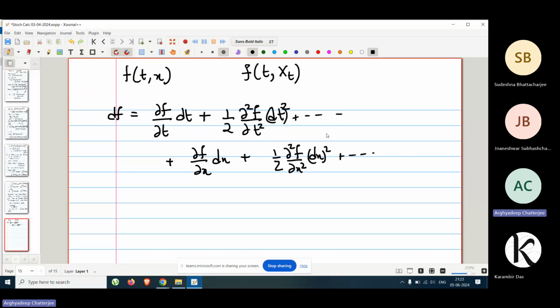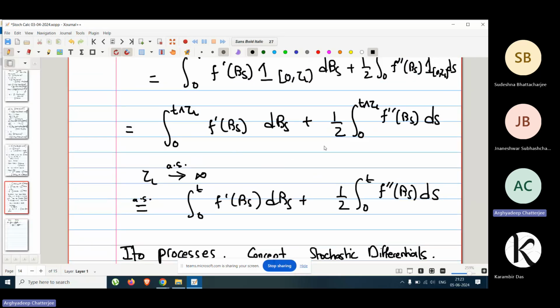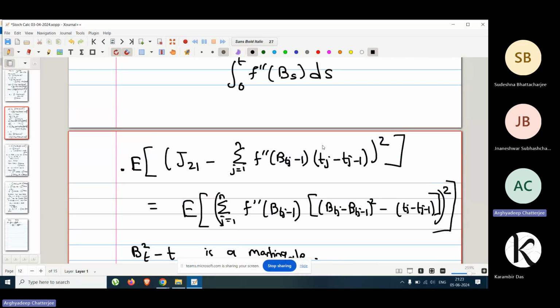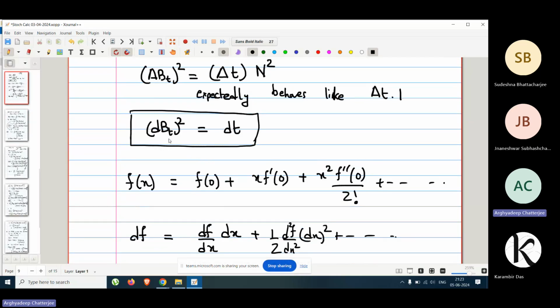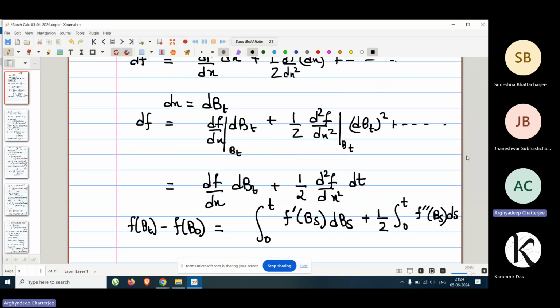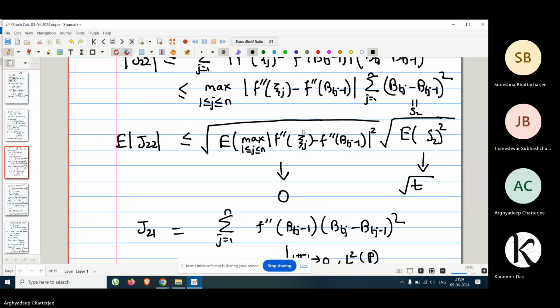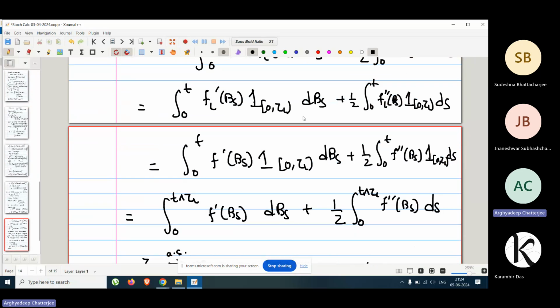And we saw that dbt squared, if you remember the heuristic, behaves expectedly like dt. This is the most fundamental idea that we should always remember: a Brownian motion in time t moves a distance root t. So we want to keep terms of that form.